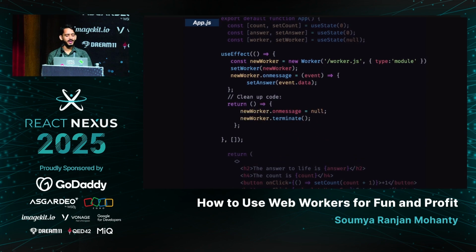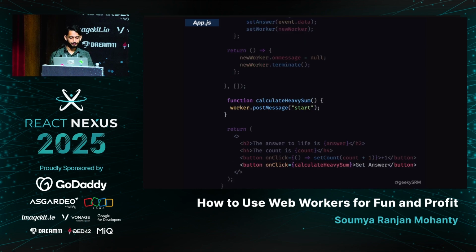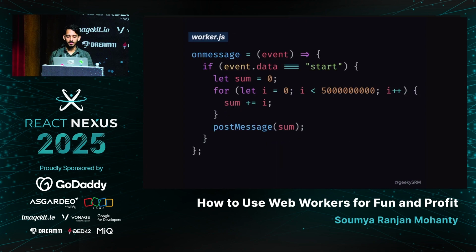This is some cleanup code that I have. When the component unmounts, I'll make the onMessage handler null and I'll terminate the worker. Now, we want that whenever the user clicks on the get answer button, we send a message to the worker saying that the start command should be sent. This is what I'm doing. Whenever the get answer button is clicked, I'm doing worker.postMessage start. So basically I'm sending the start message to the web worker so that it starts the computation, and it sends us back the answer.